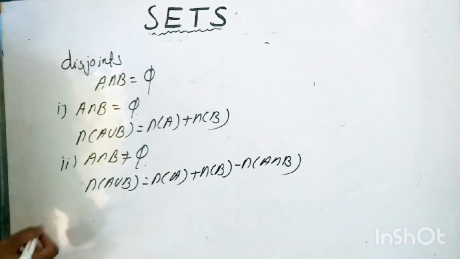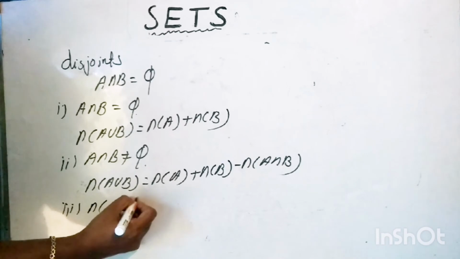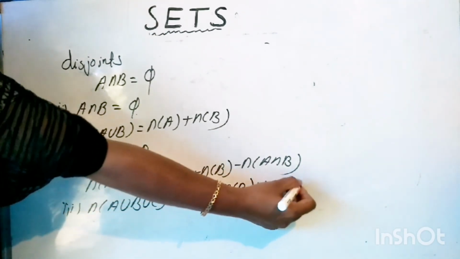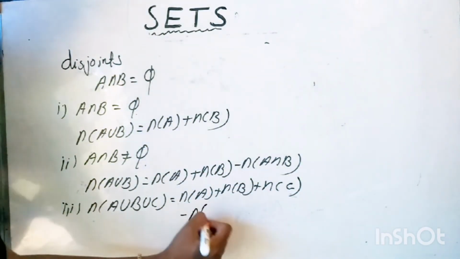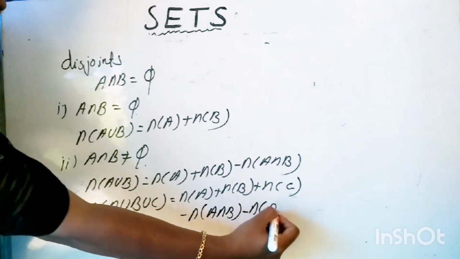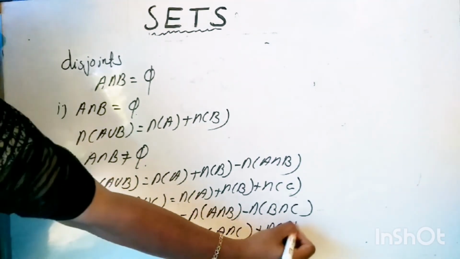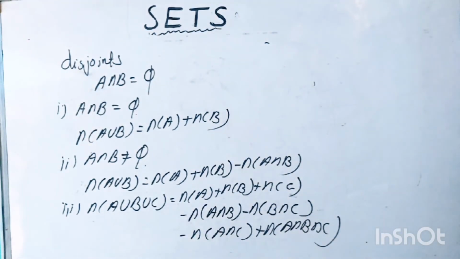Now we are going to extend this result to the case of three sets. N of A union B union C is equal to N of A plus N of B plus N of C. Now take all the possible combinations with two sets. That is minus N of A intersection B, minus N of B intersection C, minus N of A intersection C, plus N of A intersection B intersection C. So N of A union B union C is equal to N of A plus N of B plus N of C minus N of A intersection B minus N of B intersection C minus N of A intersection C plus N of A intersection B intersection C.